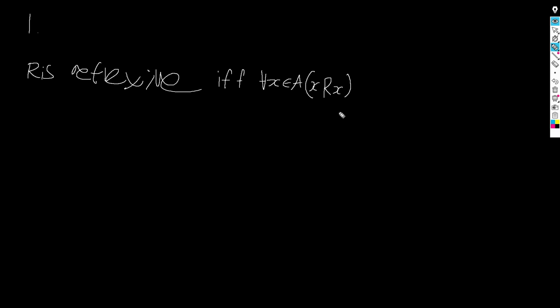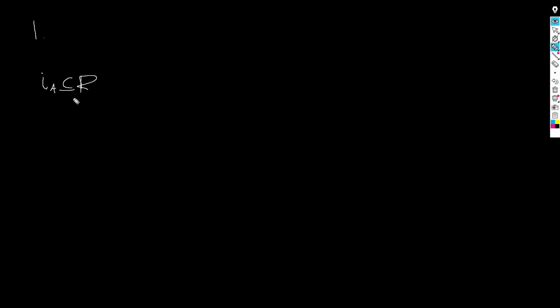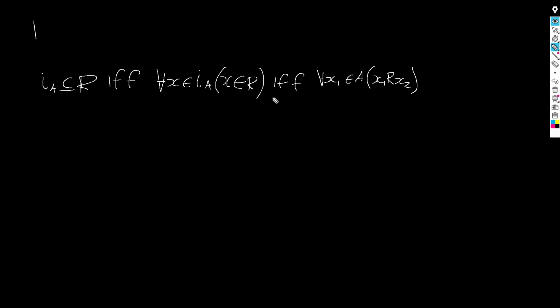To prove the first statement, we have to assume that I_A is a subset of R. This is true if and only if, for all x in I_A, x is in R. This is the definition of a subset. And this is true if and only if, for all (x1, x2) in A, x1 is R related to x2. This is true because x is in I_A if and only if x1 is in A, and x is in R if and only if x1 is R related to x2.